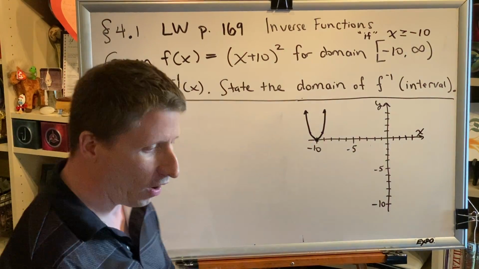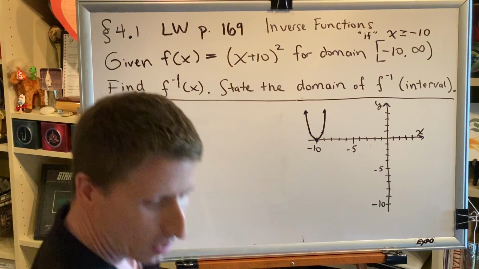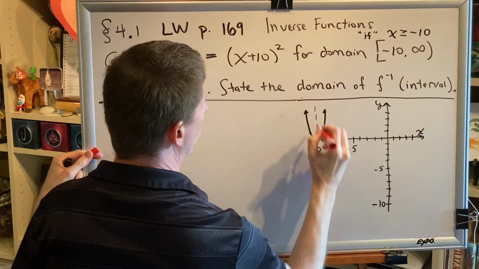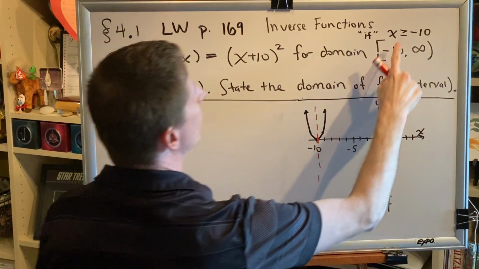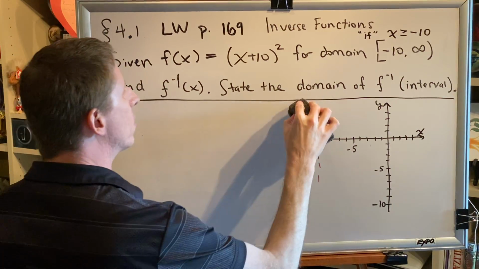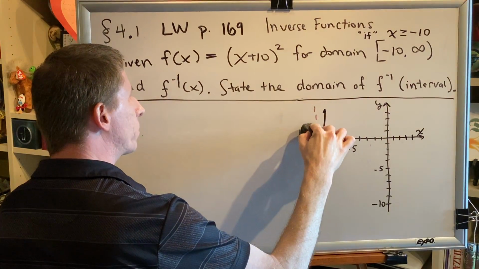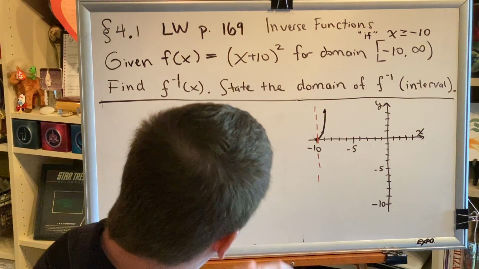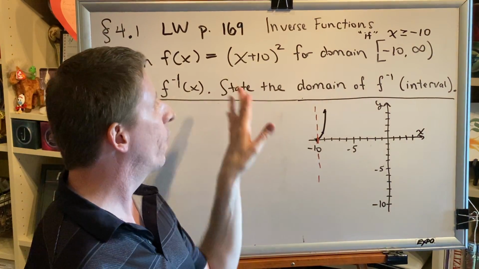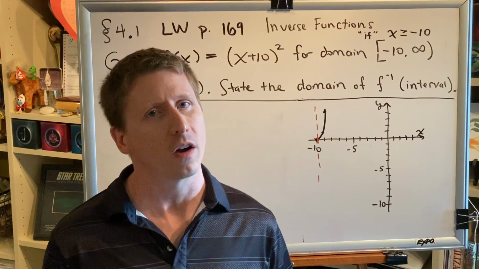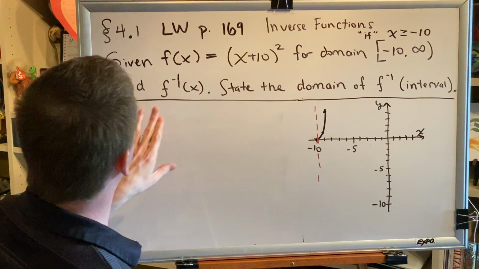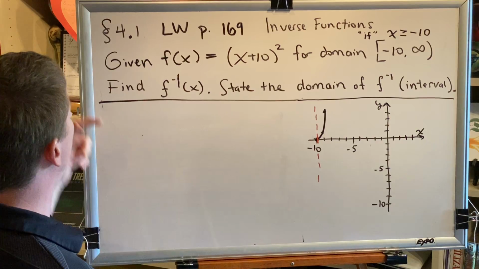So this part of my graph has to be amended. I'm going to cut my graph right here at negative 10. And then since this says greater than negative 10, I'm going to keep the part to the right. So all of this goes away. And now, suddenly, I no longer have a problem with my horizontal line test. It turns out the function that they gave us was a one-to-one function all along. Whew.